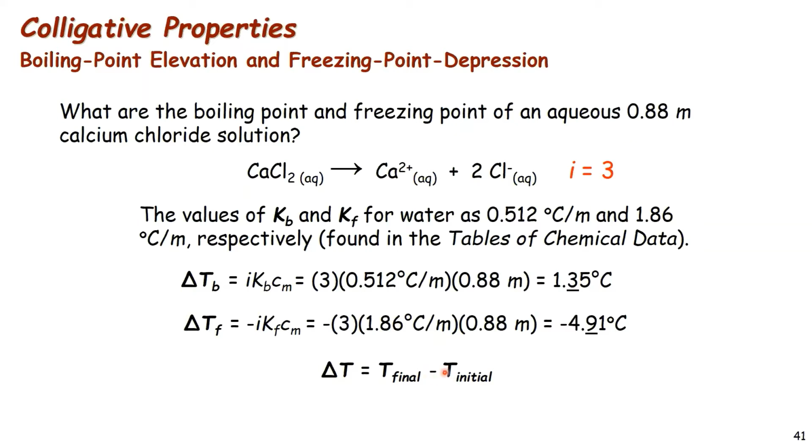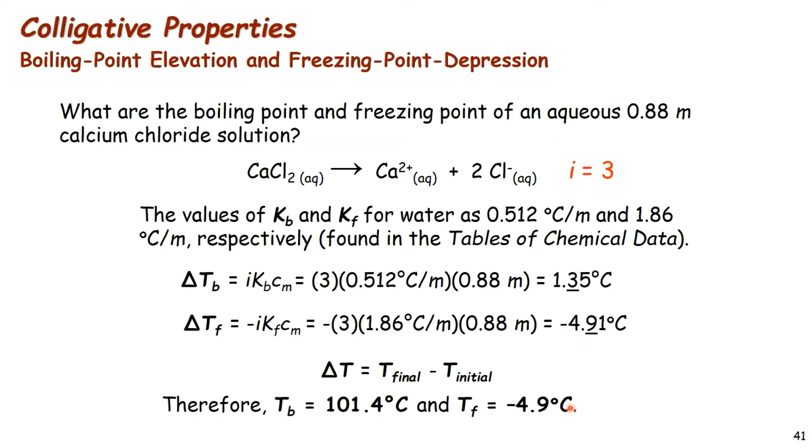So we would then add that 100 to the other side. So 100 plus 1.35 is 1.4, okay, would be the new boiling point. And then again, the initial this time is 0, so that just cancels out. So the new melting point is just going to be the negative 4.9 degrees Celsius.